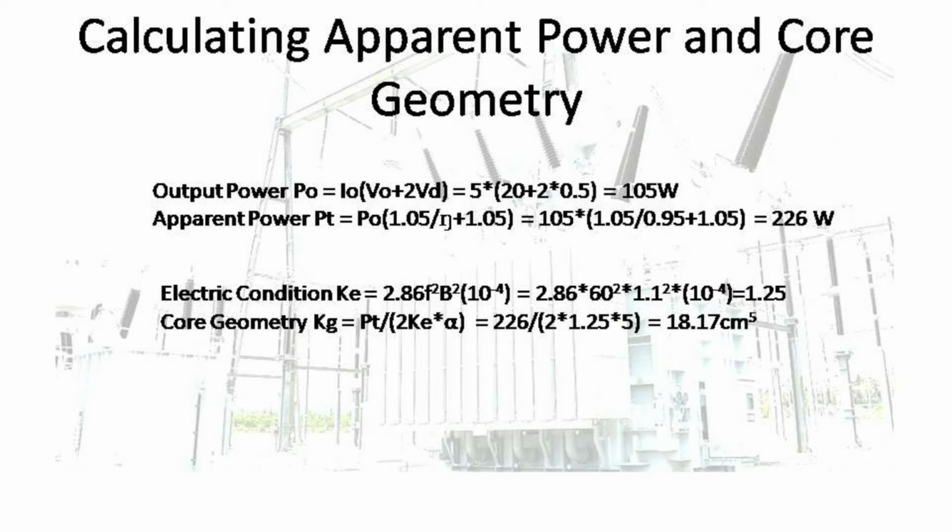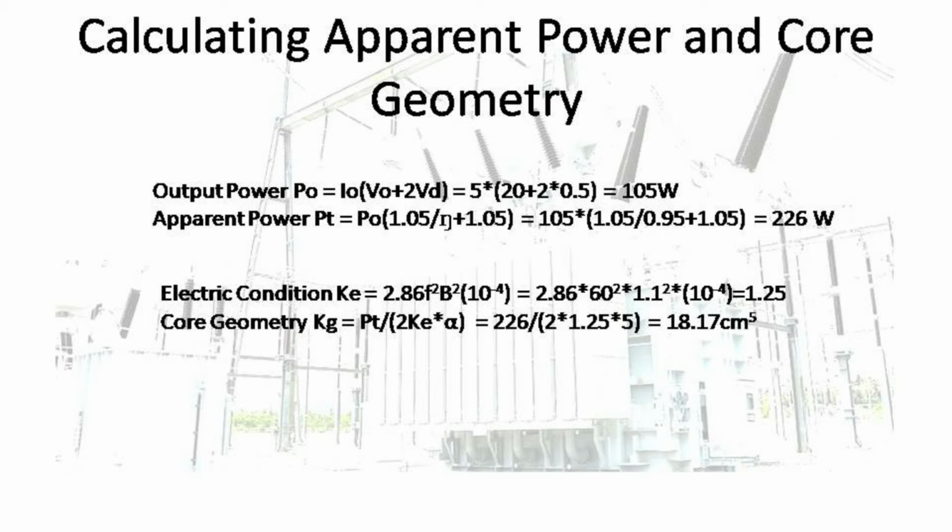Now, with the output power, we can calculate the apparent power, or PT, in our equation, which is PT equals PO times 1.05 over N plus 1.05, where N is the efficiency. So if we plug this into the formula where efficiency equals 0.95, it will equate to 226 watts.